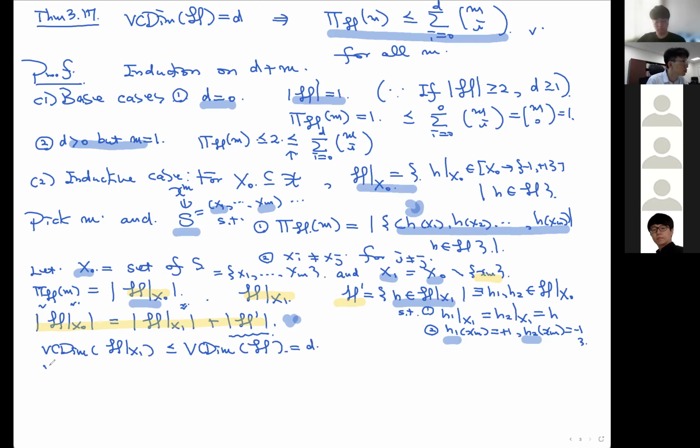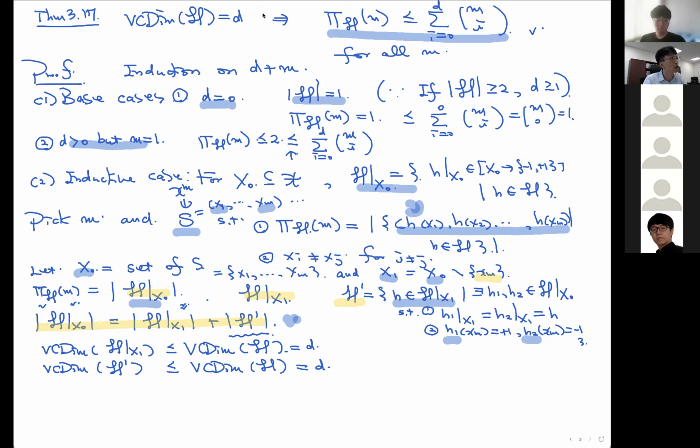And the same thing happens for h prime: its VC dimension is less than or equal to the VC dimension of h. This is always the case whenever you have a hypothesis set. If you restrict the domain of the inputs to obtain another hypothesis set, the VC dimension always gets reduced. This is always true, coming from the definition of VC dimension.